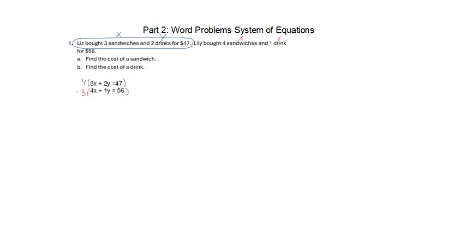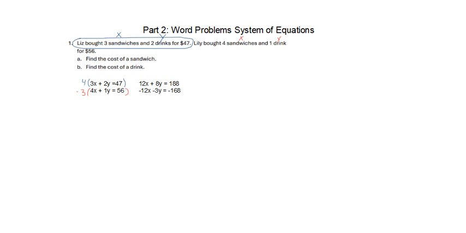Well, working that out, 4 times 3 is 12x. 4 times 2 is 8y. And 4 times 47 is, I should know this, 188. Likewise, negative 3 times 4 is negative 12x. Negative 3 times 1 is negative 3y. And negative 3 times 56 is negative 168.